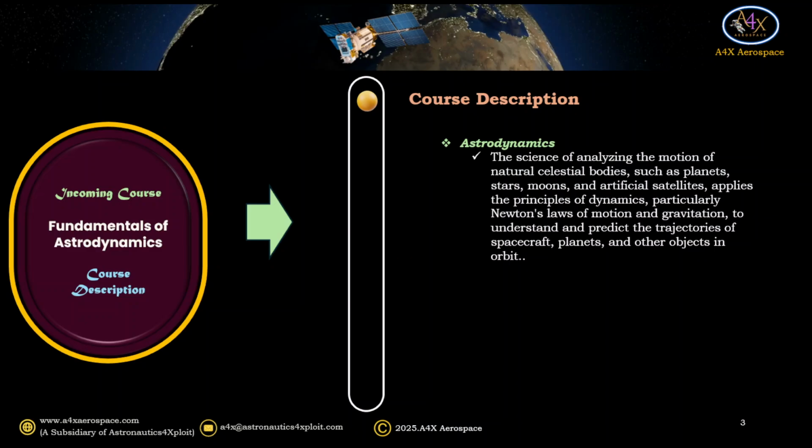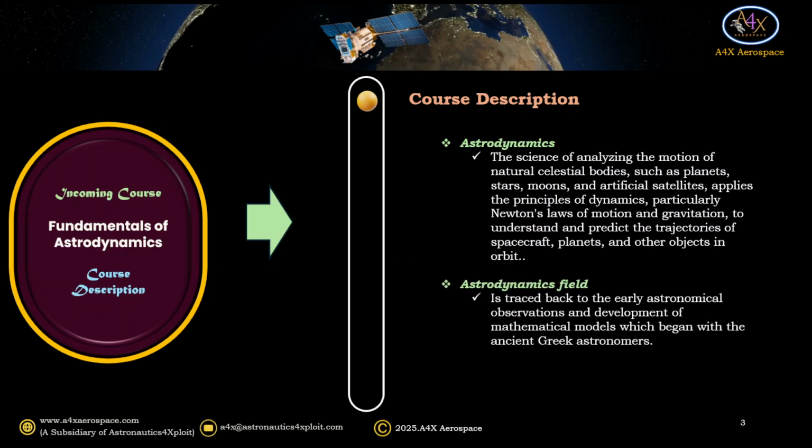Course description: Astrodynamics, the science of analyzing the motion of natural celestial bodies, such as planets, stars, moons, and artificial satellites, applies the principles of dynamics, particularly Newton's laws of motion and gravitation, to understand and predict the trajectories of spacecraft, planets, and other objects in orbit.